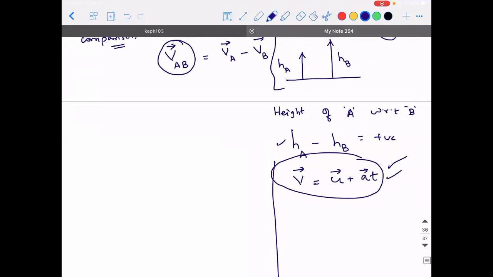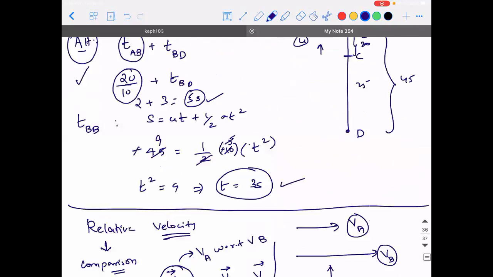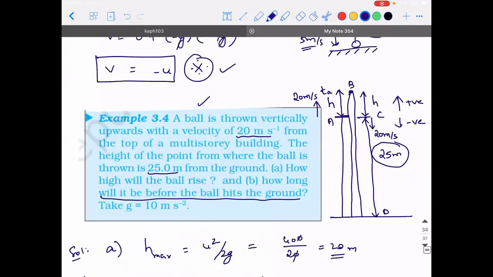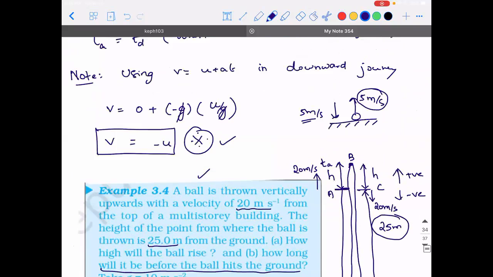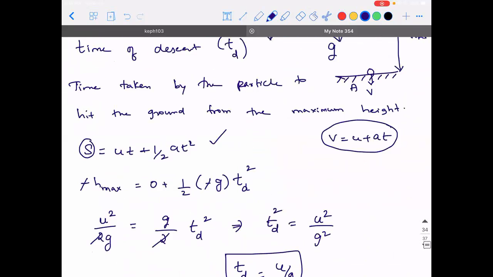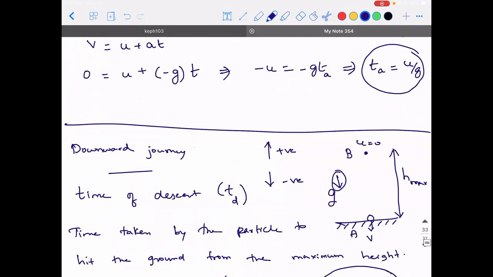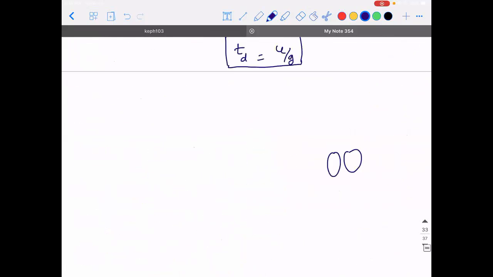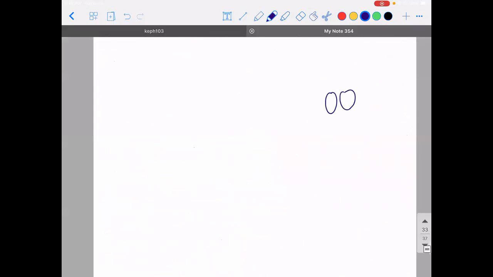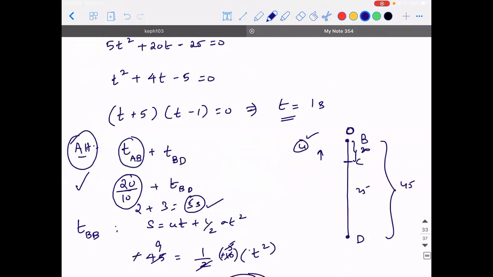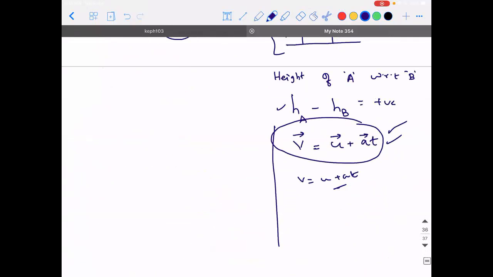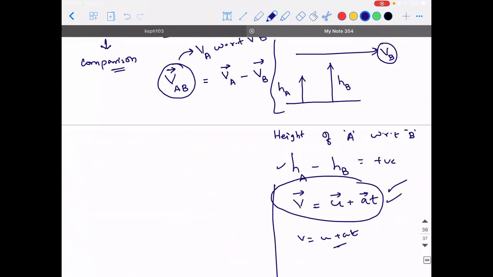And secondly, if the diagram already has the sign, then you can write it as V is equal to U plus AT. See, for example, in the problem which I solved, I would have clearly mentioned the directions. I will always put arrow marks. Okay. So if you do that, then you need not worry about the vector symbol on top. Okay. So this is the concept, guys.